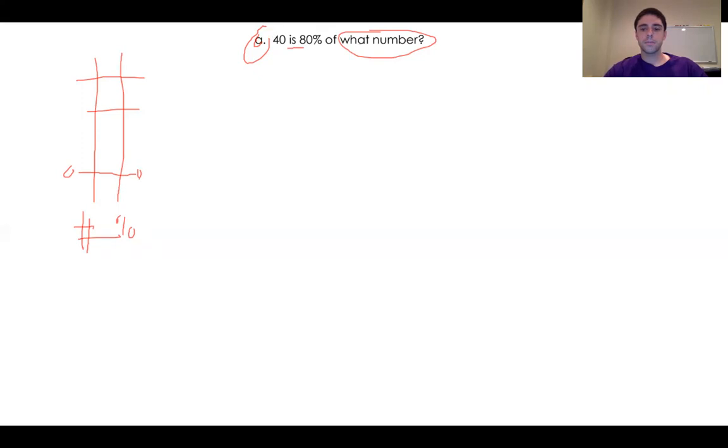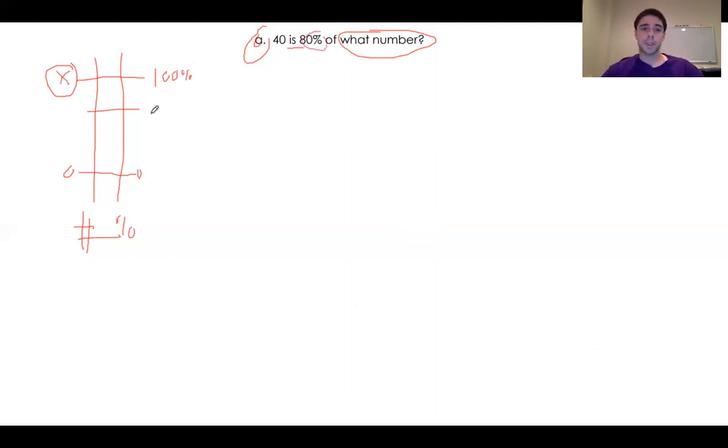Do we know our value at 100%? So if I'm at 100% right here, do we know what this value is right now? Is that given to us in the problem? Right, we don't know what that is right now. That's going to be x. This is going to be the number that we are going to be looking for.